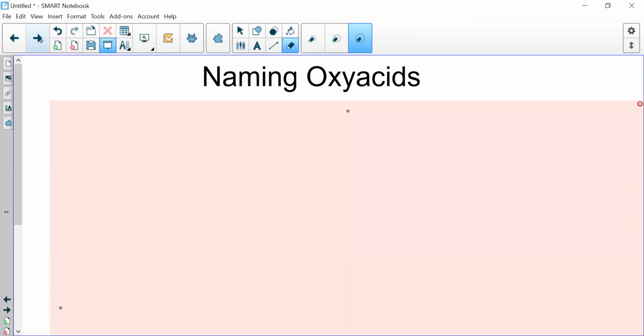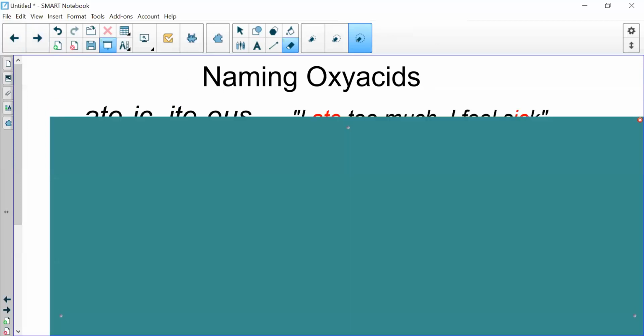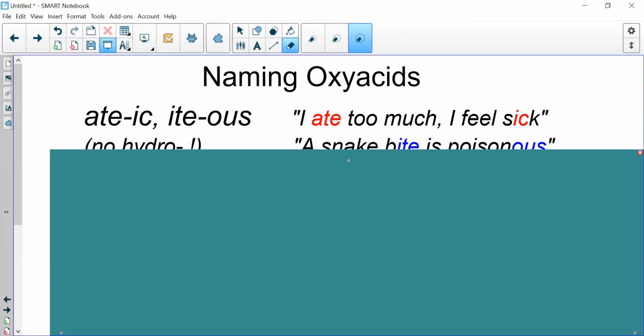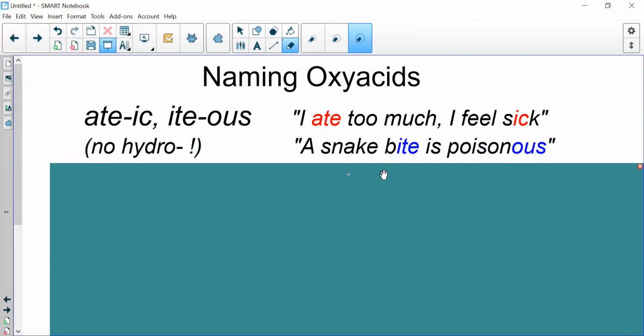Let's talk about naming oxyacids. This is different. The rule is this: ate-ic, ite-ous, and no hydro. Sounds a little strange, but you got to remember ate-ic, ite-ous, and no hydro. Here's one way to remember it: I ate too much, I feel sick, and a snake bite is poisonous. Ate-ic, ite-ous. Now, what does this weird thing mean?